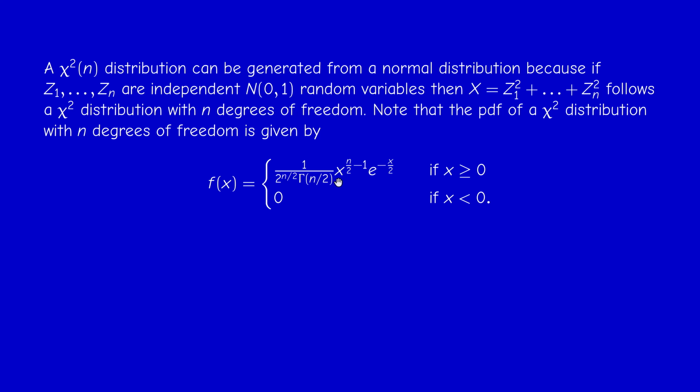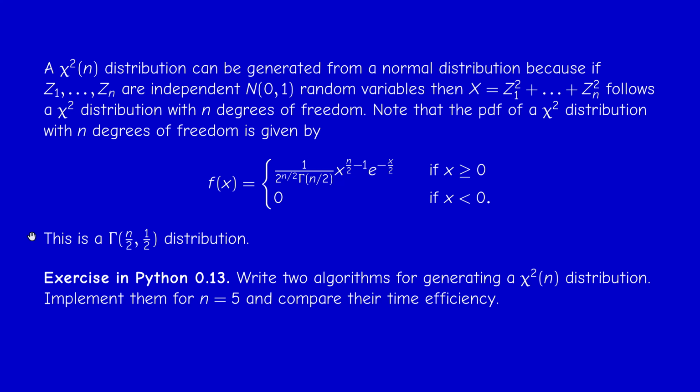you will notice that this is a particular case of a gamma. It's the gamma n/2, 1/2 distribution. Okay, so the lambda is 1/2, the alpha is n over 2, or the beta equal 2 if you like. So the chi-square distribution actually is a gamma with parameters n over 2, 1 over 2.